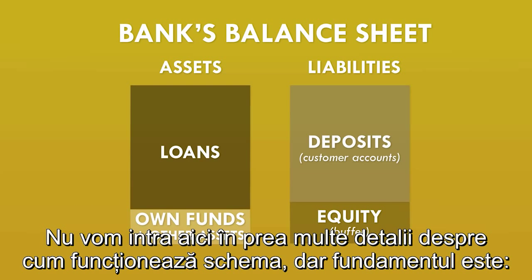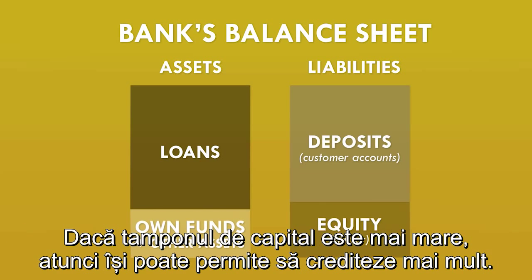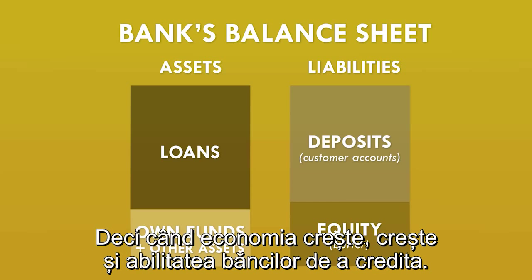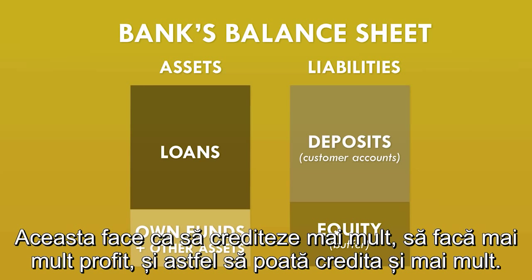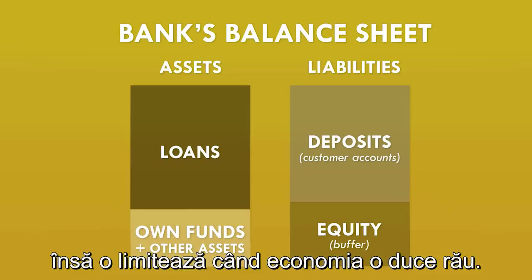We won't go into too much detail on how this scheme works here, but the key thing you need to know is this. When the bank makes a profit on its loans, then this profit increases the size of the capital buffer. If its capital buffer is bigger, then it can afford to make more loans. So when the economy is improving, the ability of banks to lend will also increase. This leads to them lending more, making more profits, and further increasing their ability to lend. In other words, capital adequacy requirements don't limit the ability of banks to create money when the economy is doing well. However, they do limit the ability of banks to create money when the economy is doing badly.